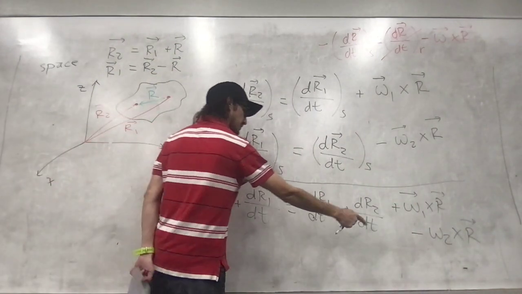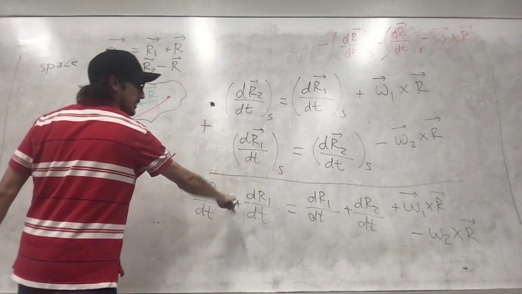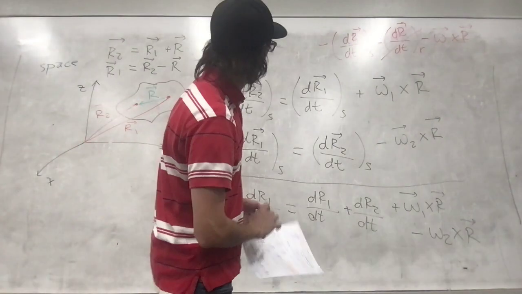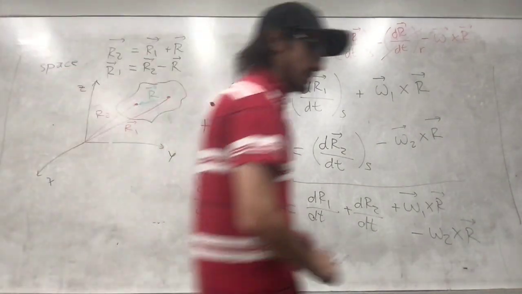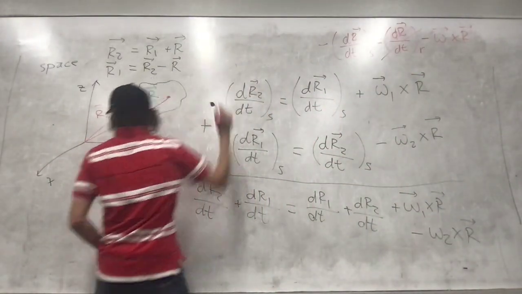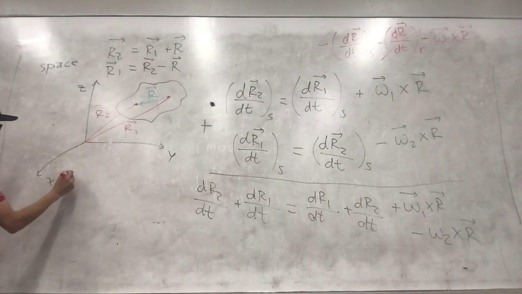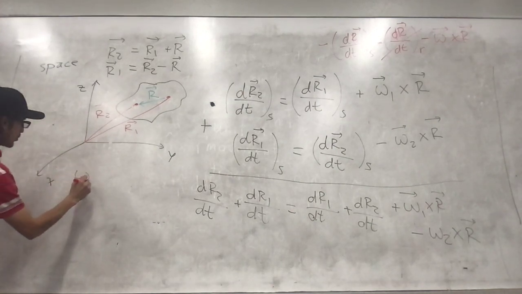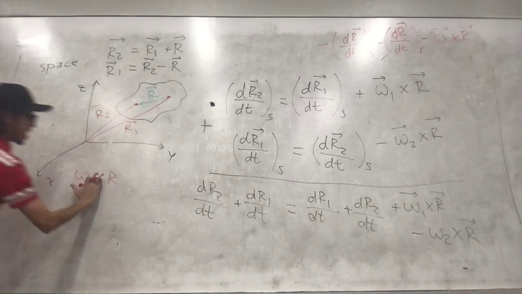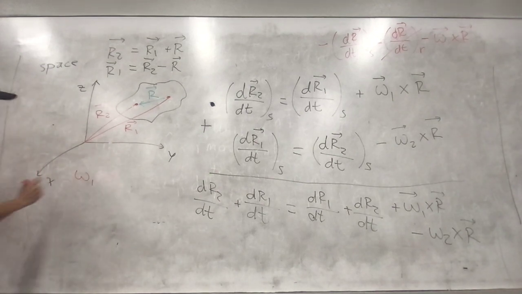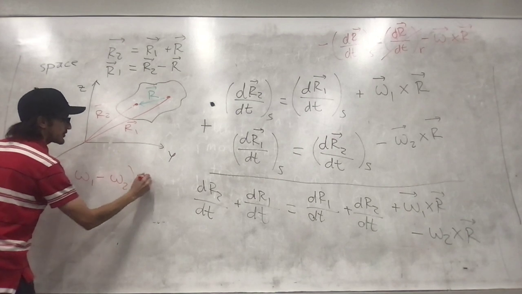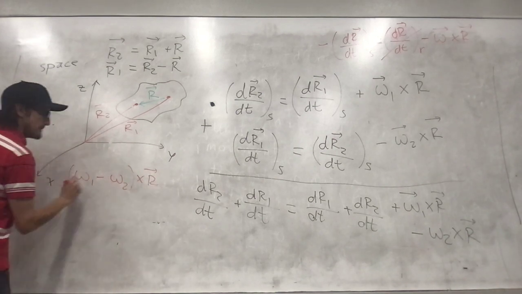So if we move these ones to this side, what do we get? Zero. And so the end result of all of this is that, I'm going to put it over here, omega 1 minus omega 2 cross r equals 0.